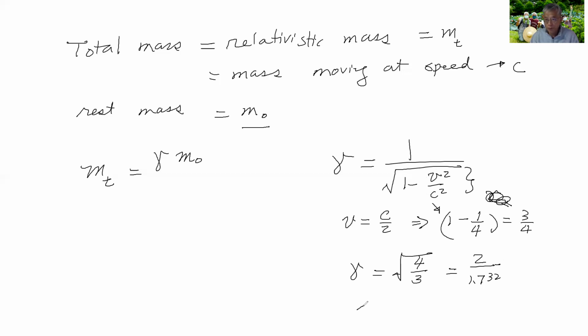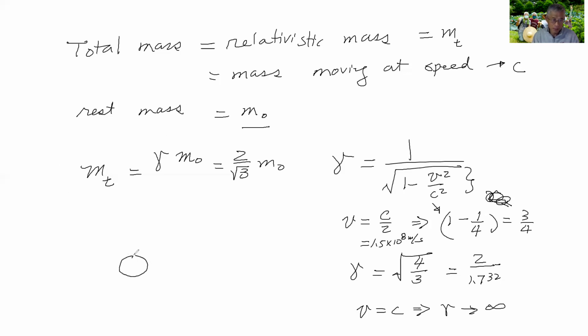So if you're moving at v equal to c, then the denominator is going to be 0, so gamma will be infinity, and then your total mass will be infinity. In this case, the total mass is roughly equal to 2 divided by the square root of 3 times M0, if you are moving at c divided by 2, which is equal to 1.5 times 10 to the 8 meters per second. So that's your total mass, and this is your rest mass.